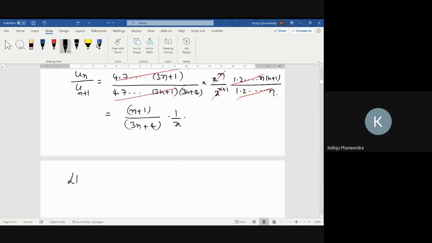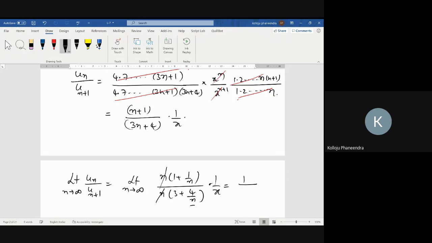Now let me apply the ratio test first. That means take n tends to infinity. So limit n tends to infinity, take n common in numerator and denominator. This is n into 1 plus 1 by n over n into 3 plus 4 by n, into 1 by x. So what I am getting: the 1 by this, n gets cancelled, 3 will remain, and this is 0, this is 0. So 1 by 3x will be there. This is the value of L, 1 by 3x.